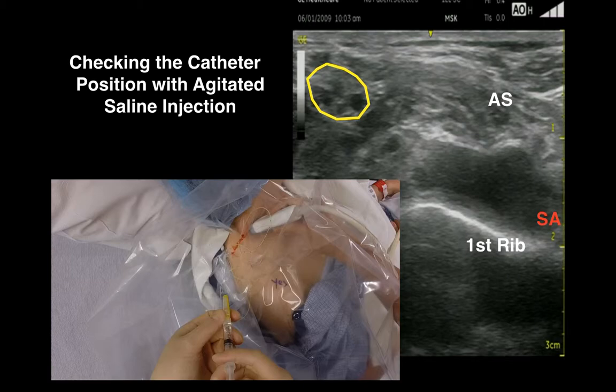In this recording, a right interscalene catheter has been placed. The brachial plexus, first rib, subclavian artery, middle scalene, and anterior scalene have all been labeled. The catheter is then injected with 1 cc of agitated saline to confirm the position of the fenestrated catheter tip. The agitated contrast is visible along the inferior border of the plexus, and the plexus is outlined by the yellow border. This test is useful if there is a question about whether the catheter has been dislodged.